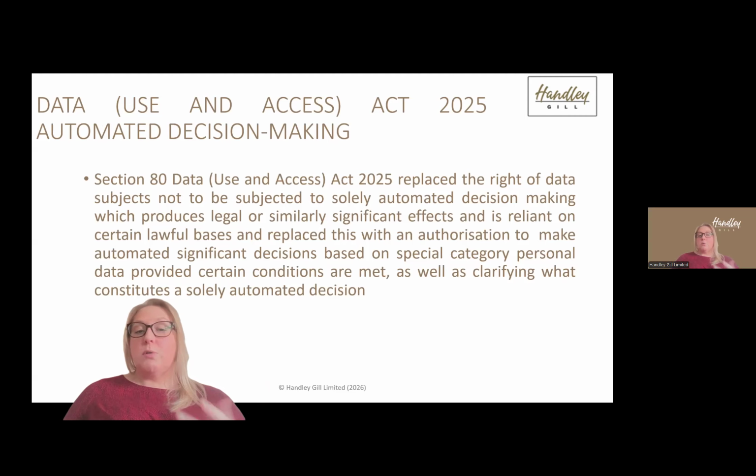Now there is essentially an authorisation to make automated significant decisions, including based on special category personal data, provided certain conditions are met. And there's also clarity as to what constitutes a solely automated decision. So as well as expanding provisions around the reuse of data, you can do more with the data you've got, and you can use AI and other machine learning tools for automated decision making more.